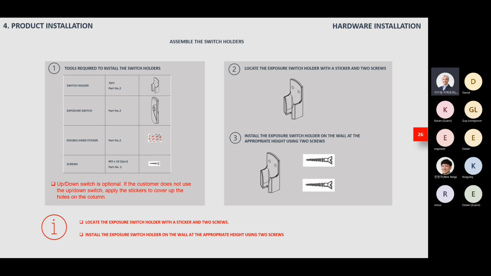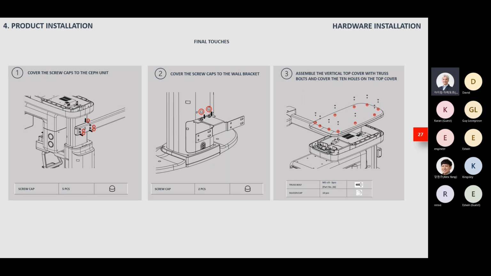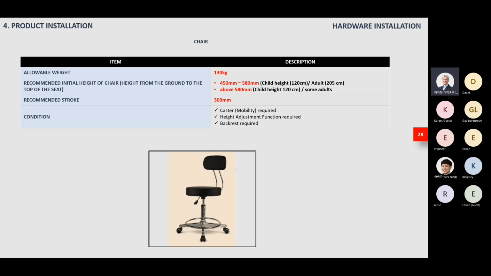Also, we have these assembled switch holders, like for other products, and as I told you, the wall bracket is in the lower part, and on the SEF part, we don't have the wall bracket, all right? It's on the lower part. So don't forget to put the caps on in order to finish your installation perfectly.